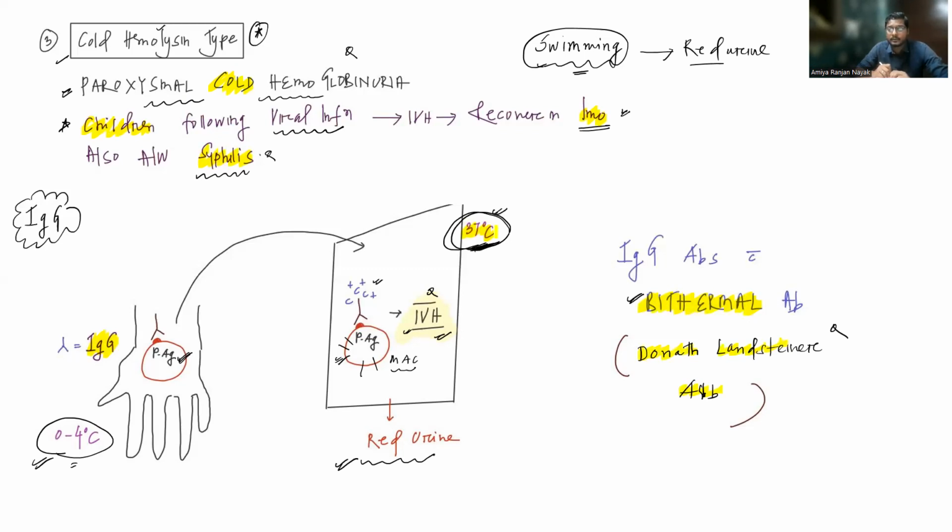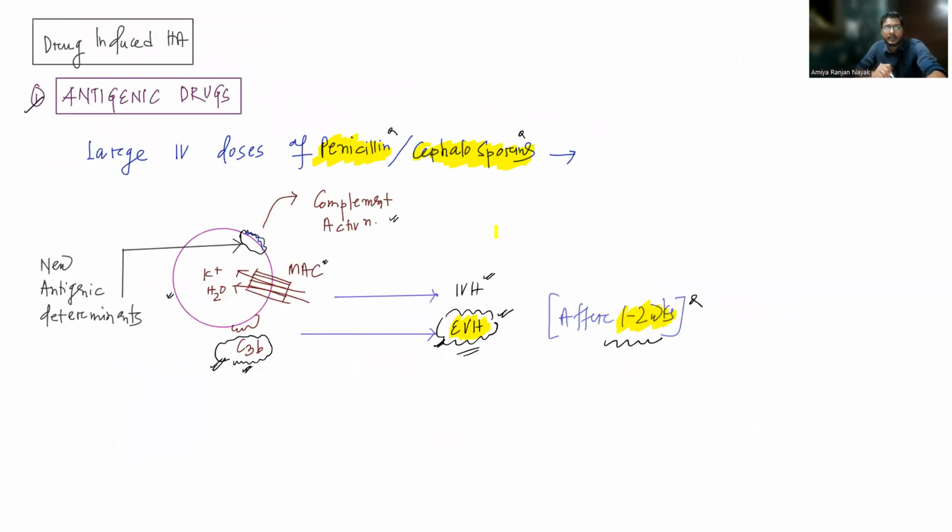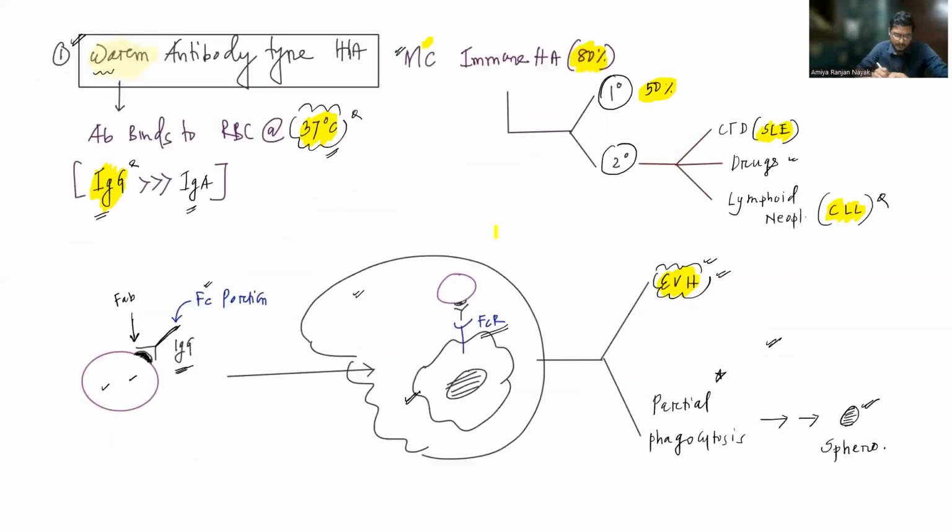Okay, so I'll just tell about the treatment of warm antibody hemolytic anemia. This is basically because of immune system activation. So these patients are usually treated with immunosuppressants. We start with steroids. Most of the patients will respond to steroids. If they are not responding to steroids, we'll go to the second line immunosuppressive therapies.